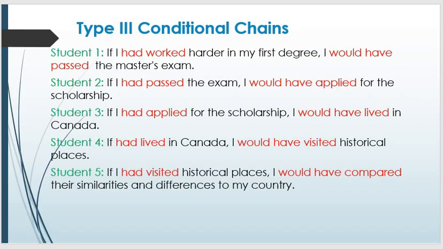Student 1. If I had worked harder in my first degree, I would have passed the master's exam. If I had passed the exam, I would have applied for the scholarship. If I had applied for the scholarship, I would have lived in Canada. If I lived in Canada, I would have visited historical places. The fifth comes like this. If I had visited historical places, I would have compared the similarities and differences to my country.